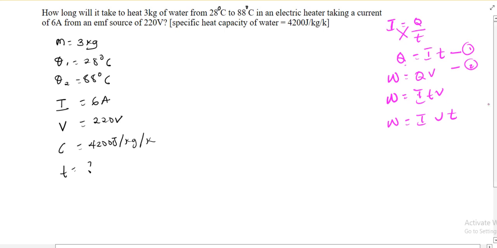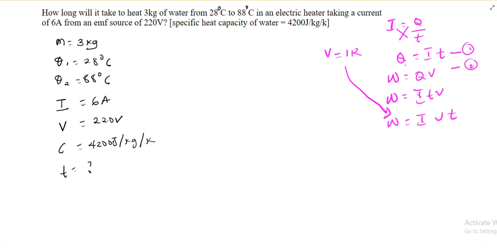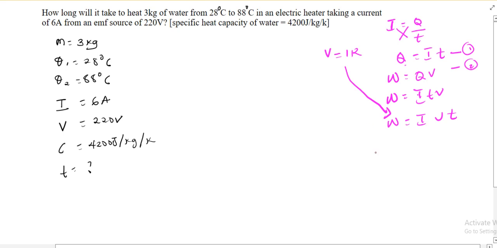From Ohm's law, you have V equals to IR. You can get various formulas of this W. Let's call this 3. So if we put in the value of our V as IR, W equals I times IR times T. So our work done will be equal to I squared RT.